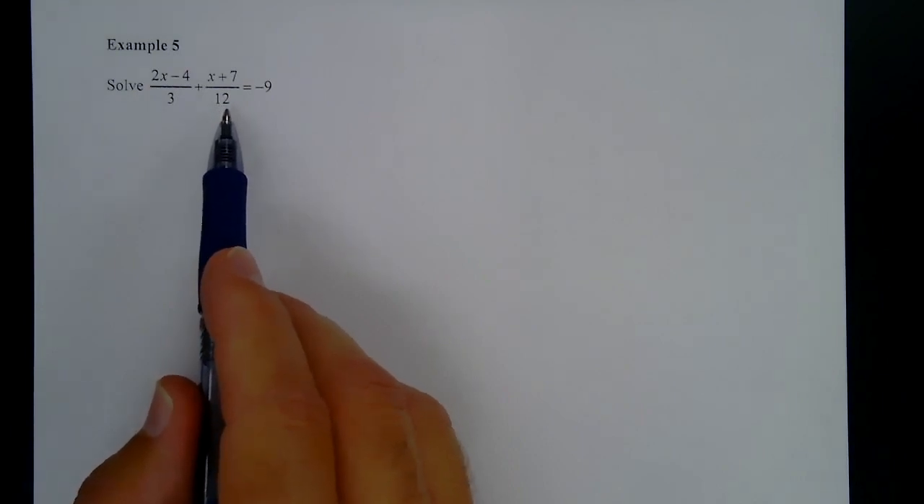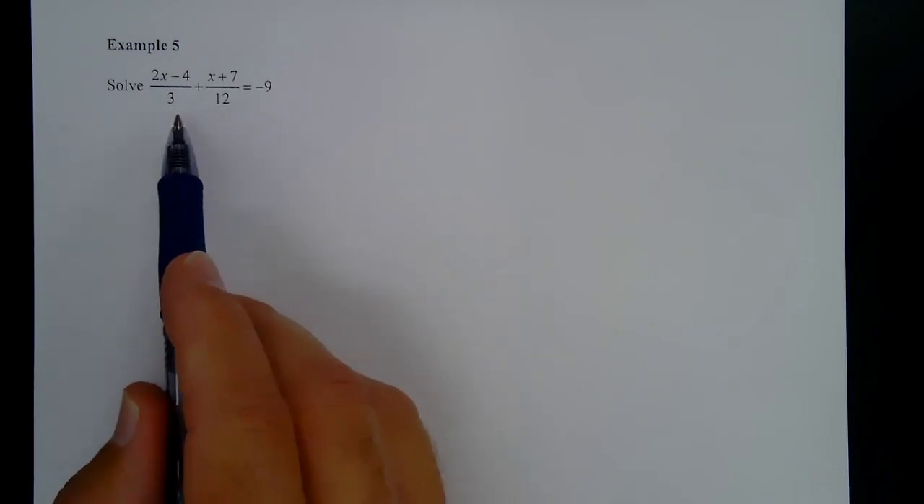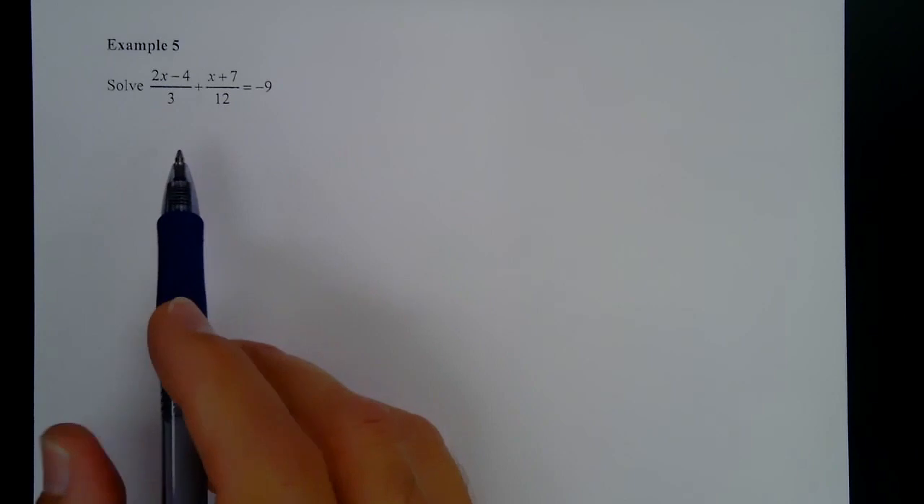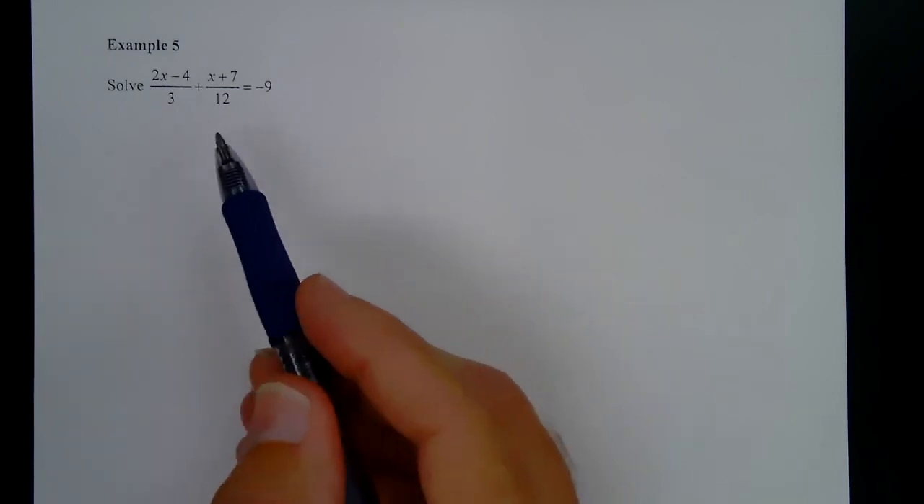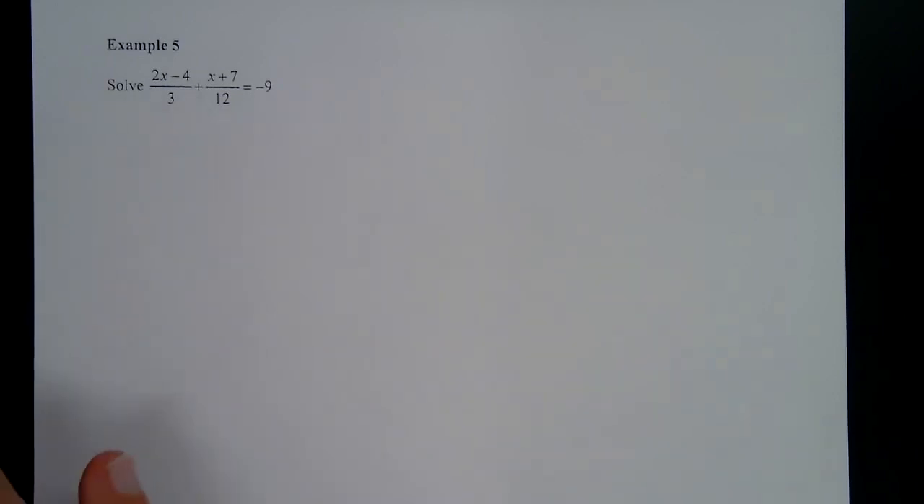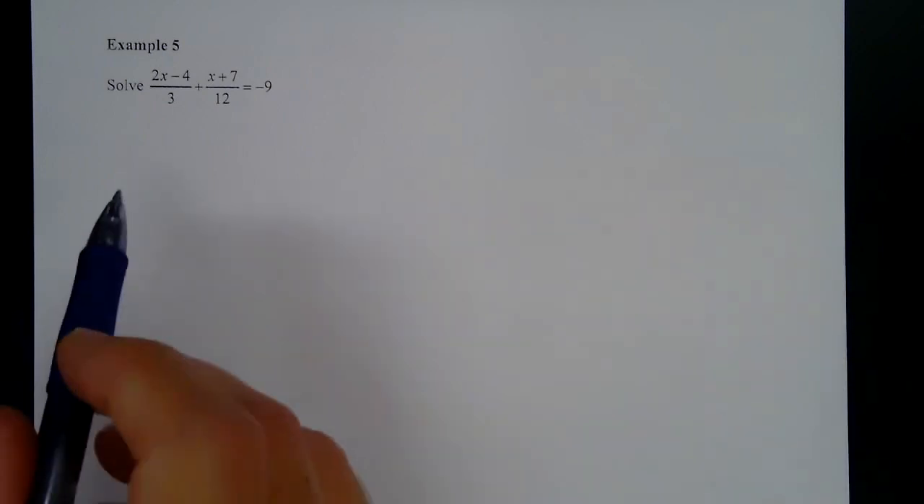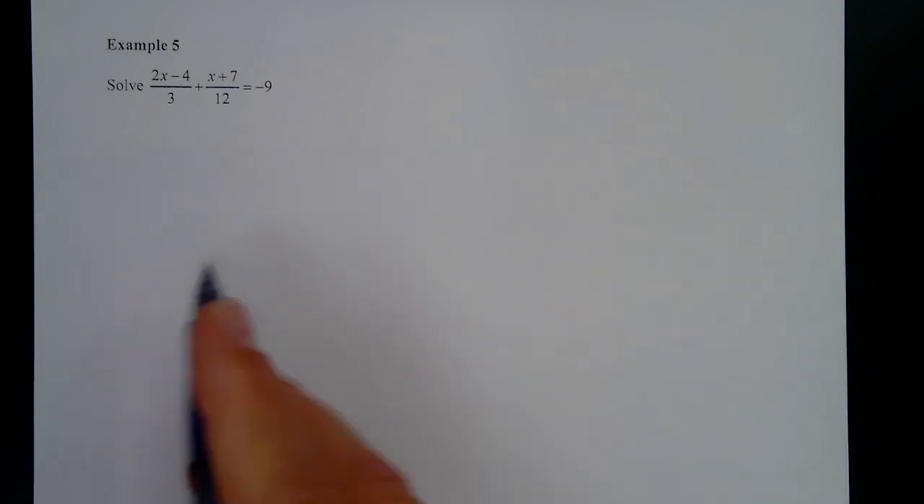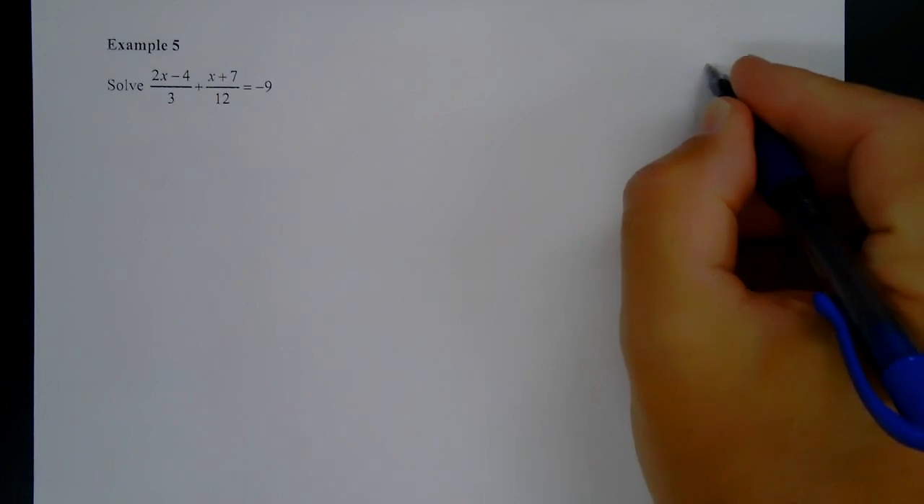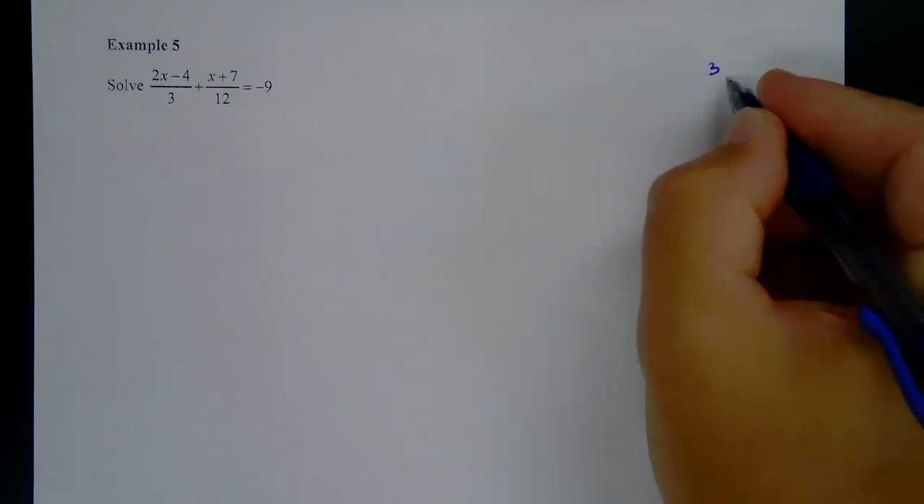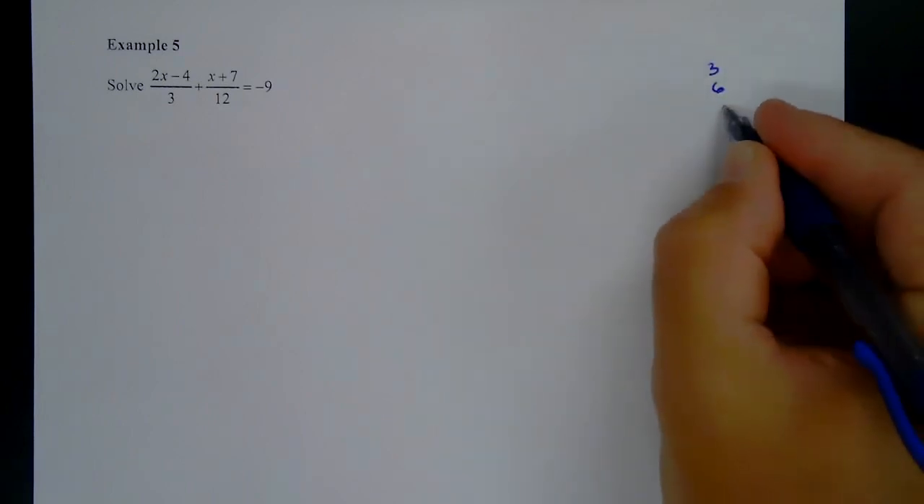So what we want to do is pick a number that 3 and 12 will go into, because those are our two denominators, so we're going to want to multiply by that. Now, one way to do this is just start with the smallest denominator and start listing multiples of that. So like 3, and then 6, and then 9.